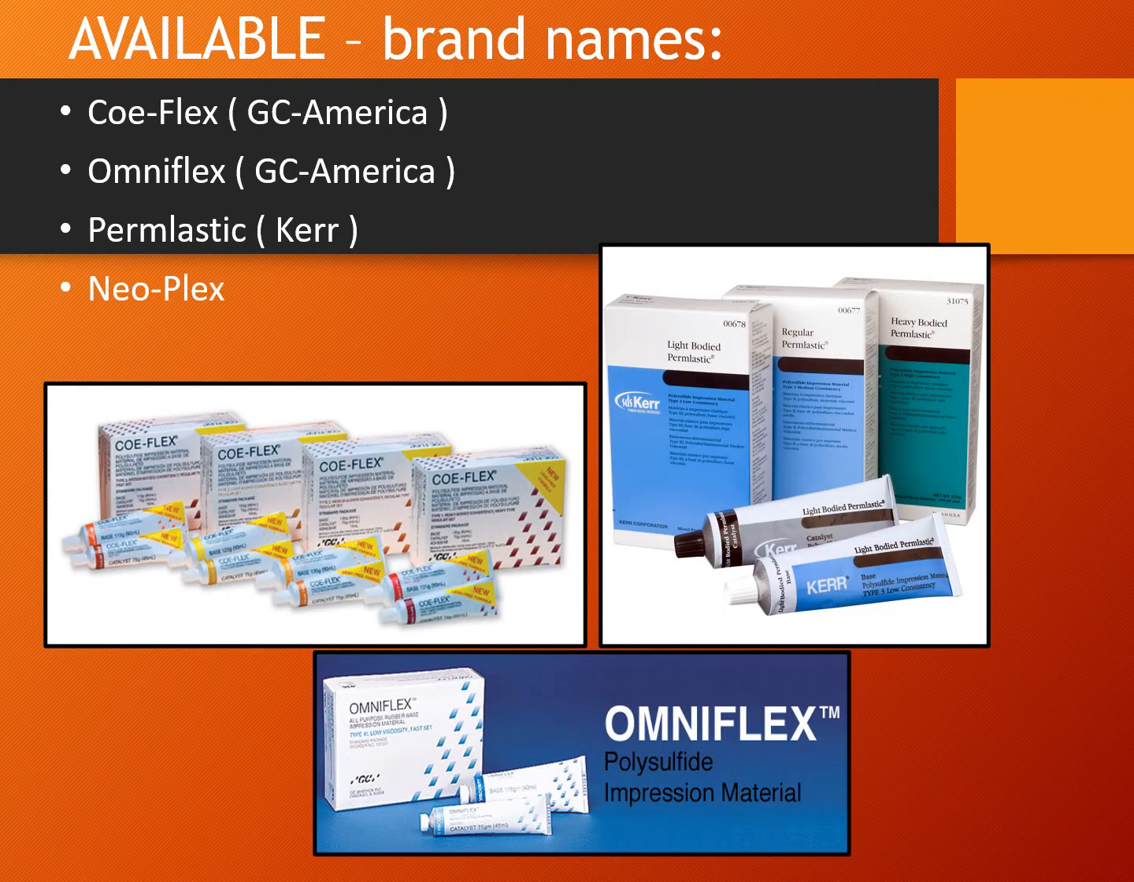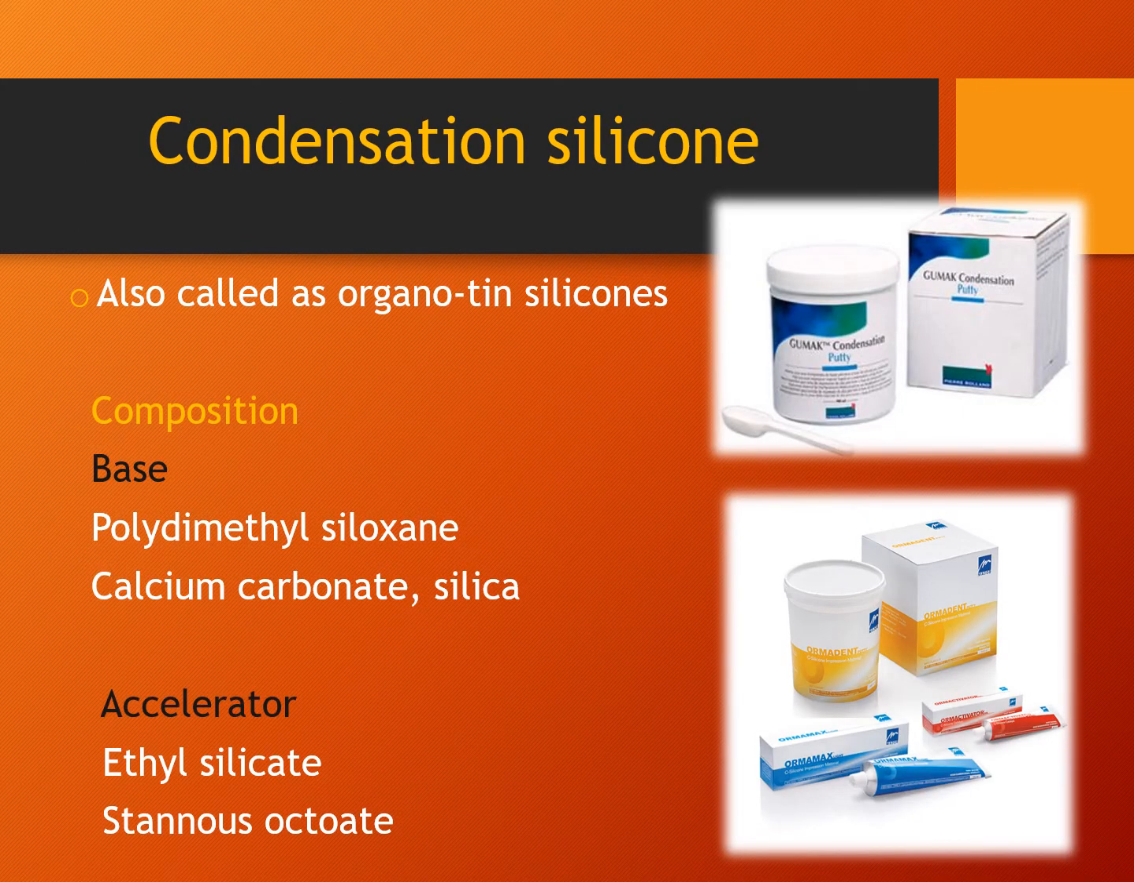Now these are some of the commercially available polysulfide impression materials. Their brand names are Coflex, Omniflex, Permlastic, Neoplex, etc. The next elastomeric material is the condensation silicone, which is also called the organotin silicones. These are available as base and catalyst, and the base consists of polydimethyl siloxane, calcium carbonate and silica. Accelerator is ethyl silicate and stannous octoate. The consistencies available are light body, medium body and putty, and they are available in tubes as base paste and catalyst paste, and putty is available in jars.